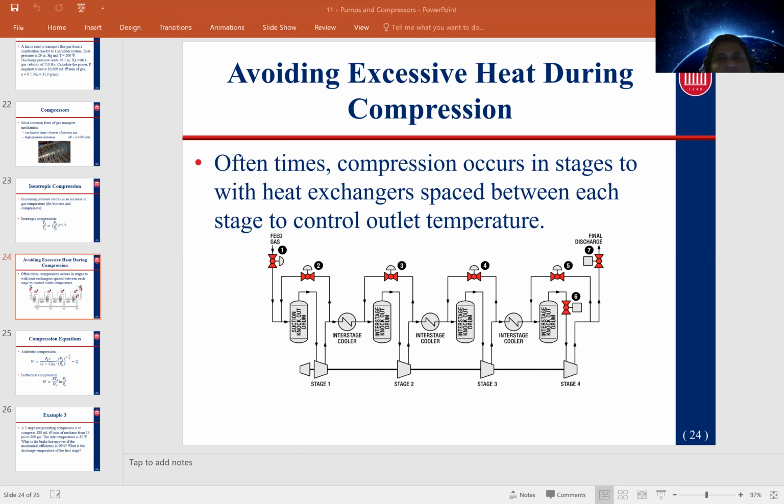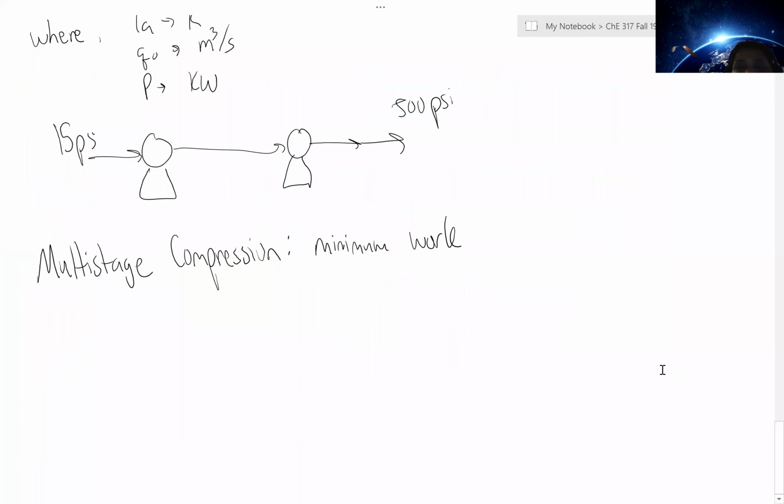So the question is, if I have a multi-stage compression, how do I know the compression ratio for each stage? Well, we have minimum work when each compressor has the same compression ratio.